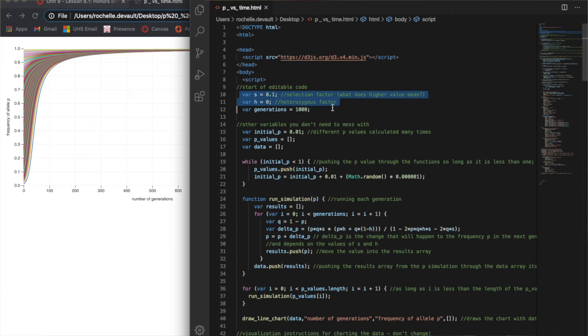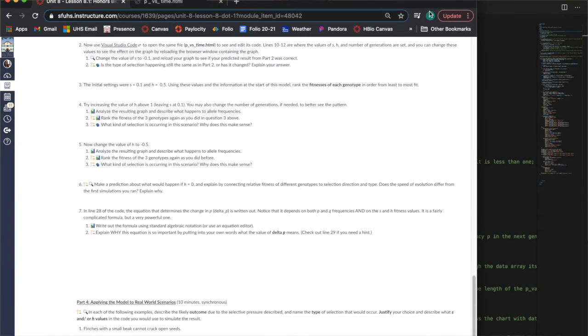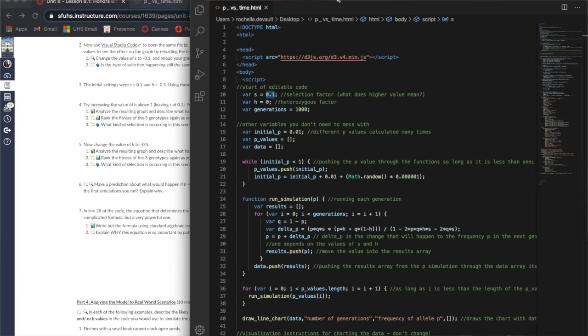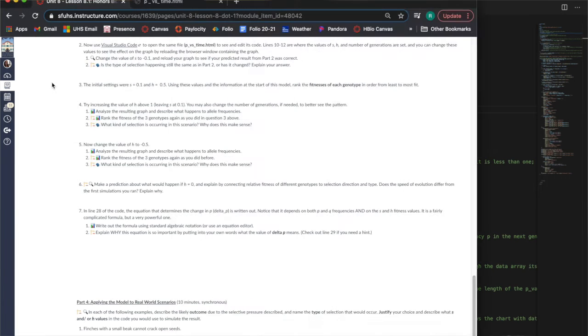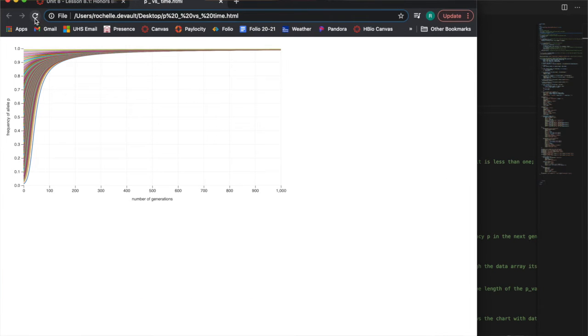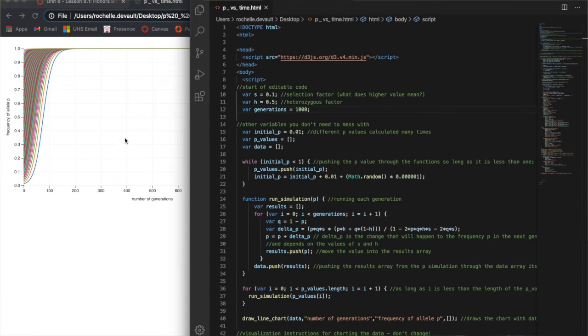So this editable code that we're concerned with is the selection coefficient against the recessive allele, and the selection coefficient against the heterozygote. Oh, I should change that to 0.5 because that's what it's supposed to be. Okay, I'll save that and run this again. Should be about the same, and it is, except selection happened a little bit faster, but it's still directional.